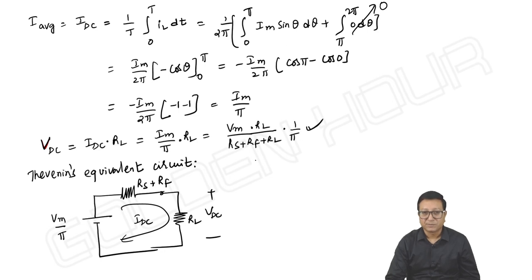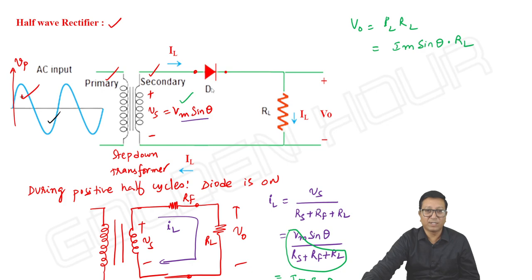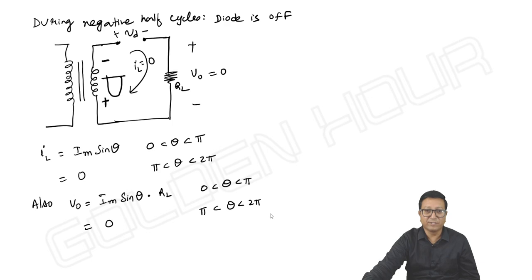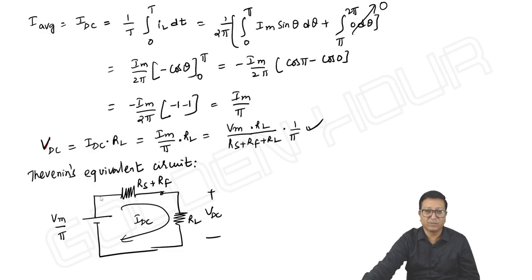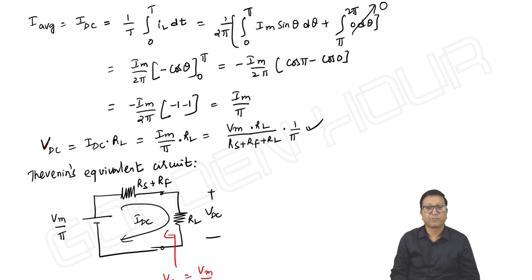Here, from the equation I am developing the circuit. Physically, do you have this circuit? No. The original circuit is this one. This is our transformer and diode, load resistor, etc. But from the equation we have got, I am drawing the Thevenin's equivalent circuit. And what about the Thevenin's equivalent voltage? The voltage looking into RL, it is VTH, it is equal to Vm by pi.